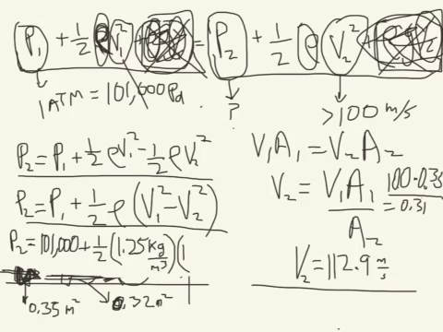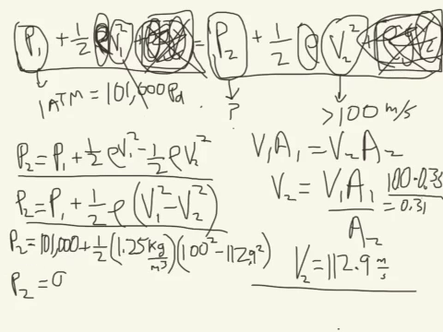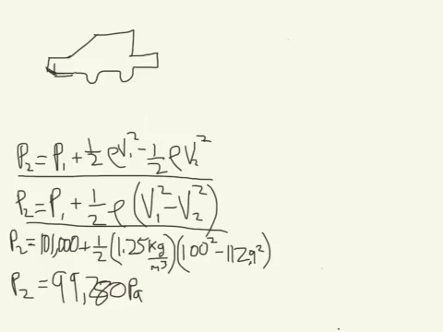And our V1 was 100 meters per second, and the V1 gets squared, and our V2 was 112.9 meters per second. And that gives us a pressure under the car of 99,280 Pascal.